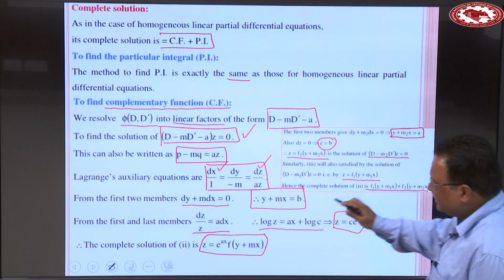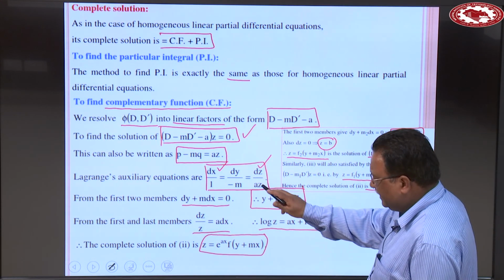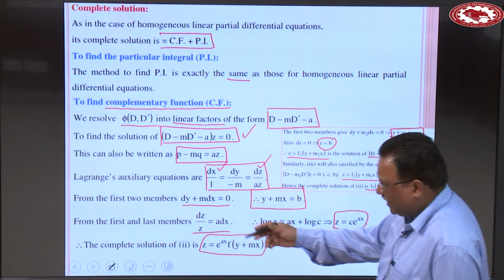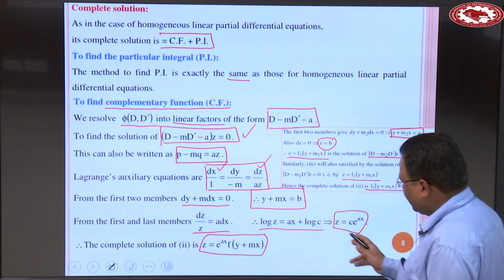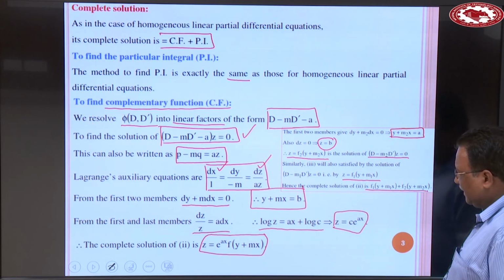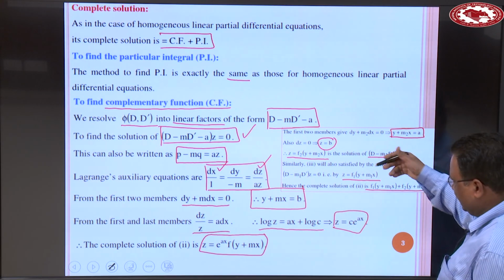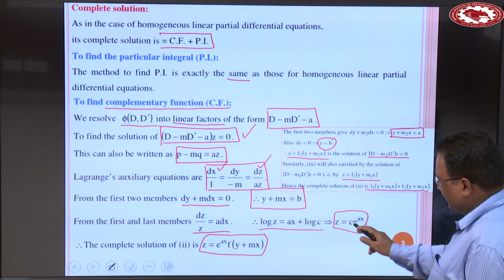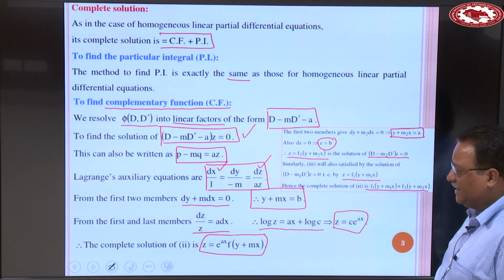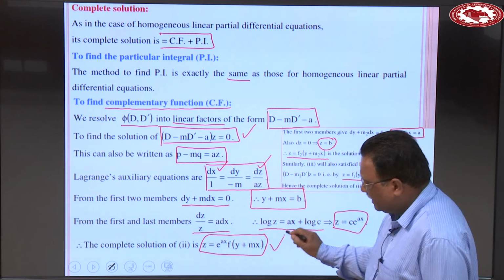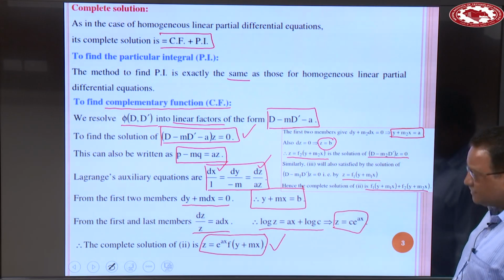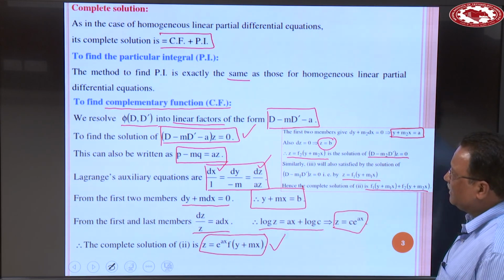So here the difference is dz over az, clear, and due to this reason, when you collect the first and last members, we get z is equal to c e raised to power ax, but in this case z is equal to b. So finally the complete solution can be written this way. This one is the method for evaluating the complementary functions.